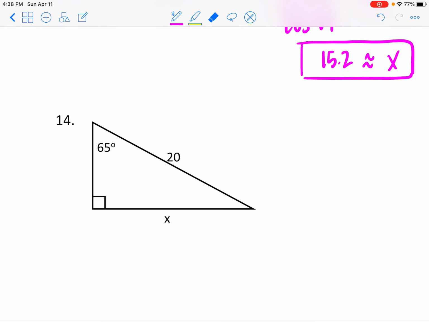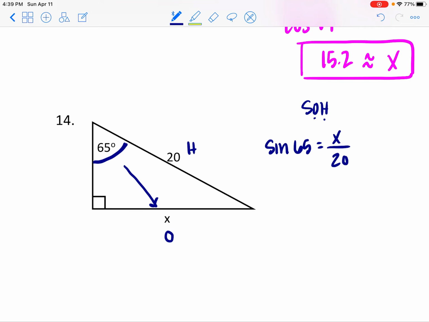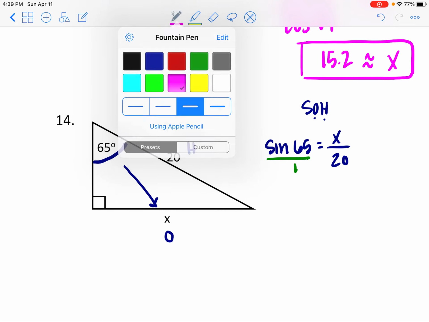triangle, we have this angle, and according to the angle that we're given here, this is the opposite leg, and this is the hypotenuse. So if I have O and H, I'm going to be using sine. Sine is the one that corresponds with O and H. So the sine of our 65-degree angle is going to equal, again, sine is opposite over hypotenuse, so the opposite side, which is x, over the hypotenuse, which is 20. Make this side a fraction, and then cross multiply.